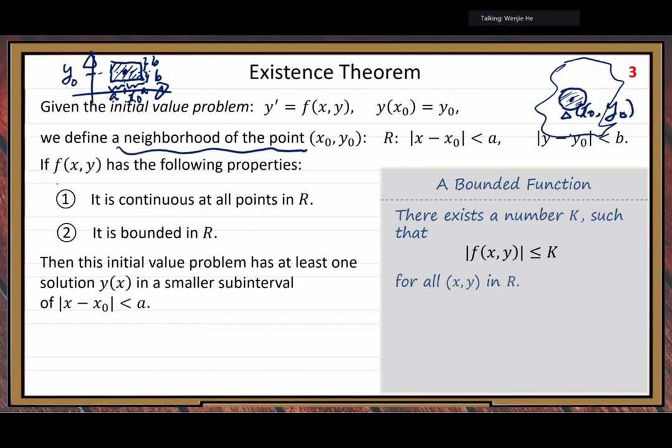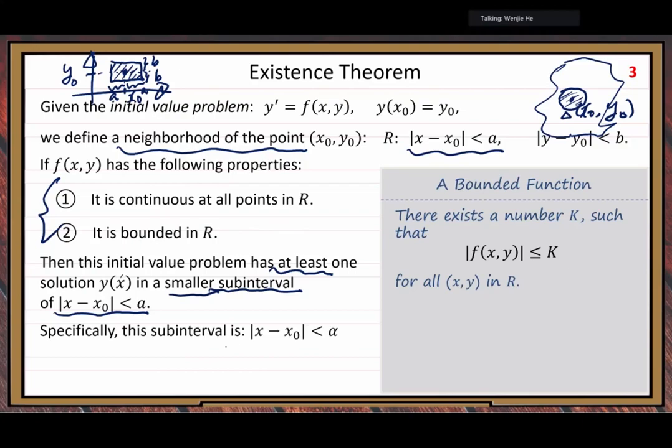Under these two conditions, this initial value problem has at least one solution, y of x, in the smaller subinterval. You can find a solution, but the solution should be on a smaller subinterval. The interval R is this one, but the interval of the solution y should be smaller than this one. How much smaller?